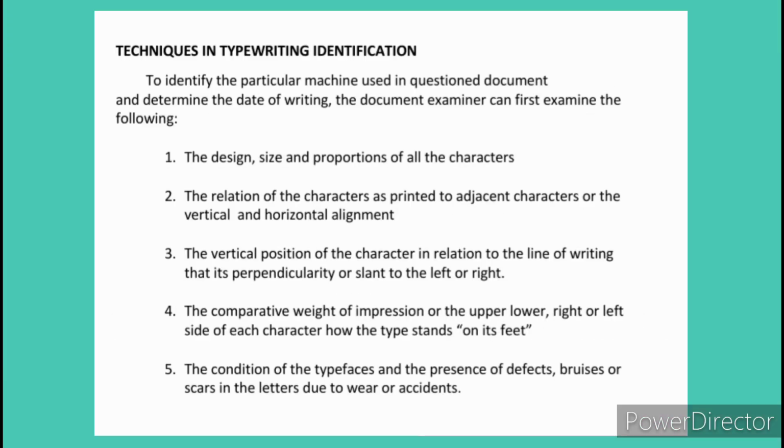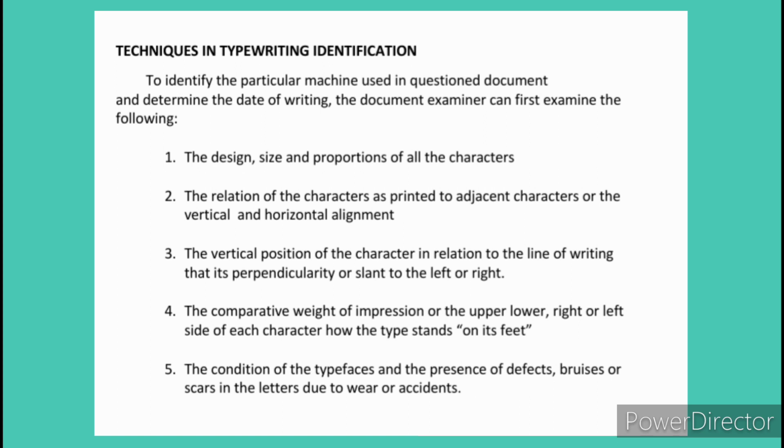Number 1, the design, size, and proportions of all the characters. Number 2, the relation of the characters as printed to adjacent characters, or the vertical and horizontal alignment. Number 3, the vertical position of the character in relation to the line of writing, that is, its perpendicularity or slant to the left or right.